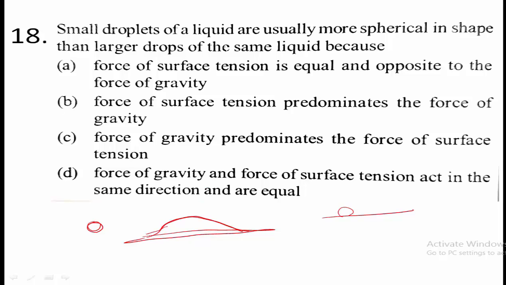When a large droplet is added, the mass of that droplet is more, and as mass increases, the gravitational force will also increase, and hence the force of gravitation is more than surface tension. Surface tension ಗಿಂತ gravitational force ಹೆಚ್ಚಾಗುತ್ತೆ. Hence the force of gravity predominates the force of surface tension. ಲಾರ್ಜ್ ಡ್ರಾಪ್ಲೆಟ್ಸ್ ಸ್ಪೆರಿಕಲ್ ಇರುವುದಿಲ್ಲ. And why are small droplets spherical? Because the small droplets have less mass and hence the gravitational force is less and surface tension is more. Therefore, force of surface tension predominates the force of gravity, and hence option B is the right answer.